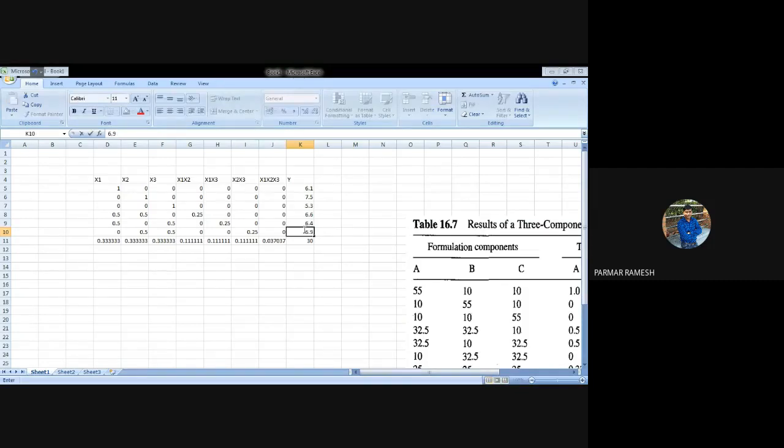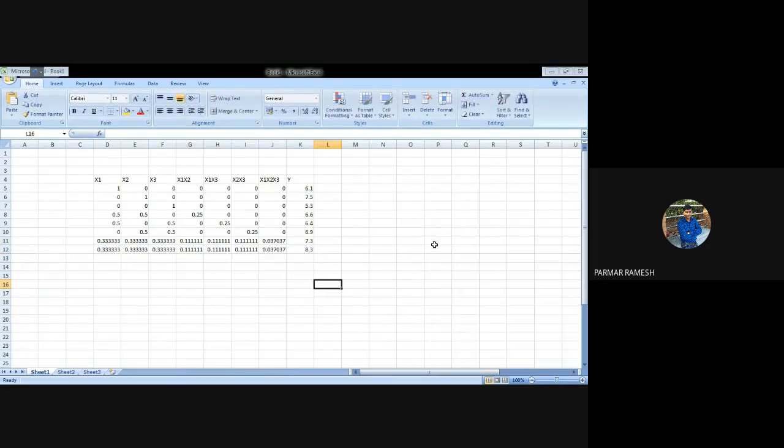Six point nine, 7.3. Okay. Now here I'm replicating this design. Replication means repeating. I'll explain why I'm replicating, because sometimes it may be a problem with the calculative part. There is a problem with Excel, that when the number of columns and number of rows are equal, Excel will not allow you to go for regression. Let me show you with an example.